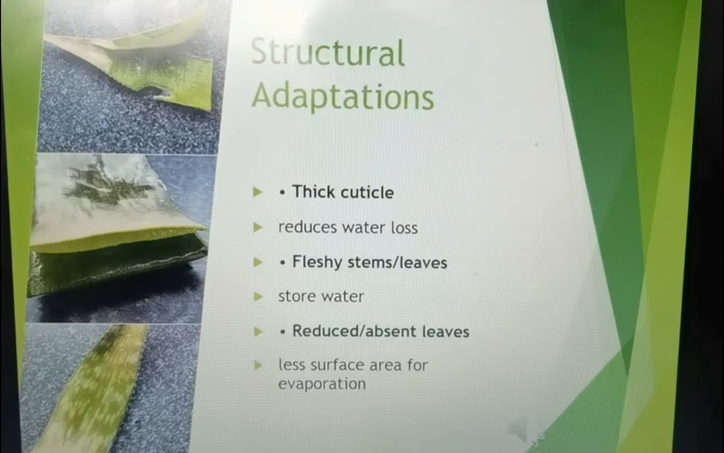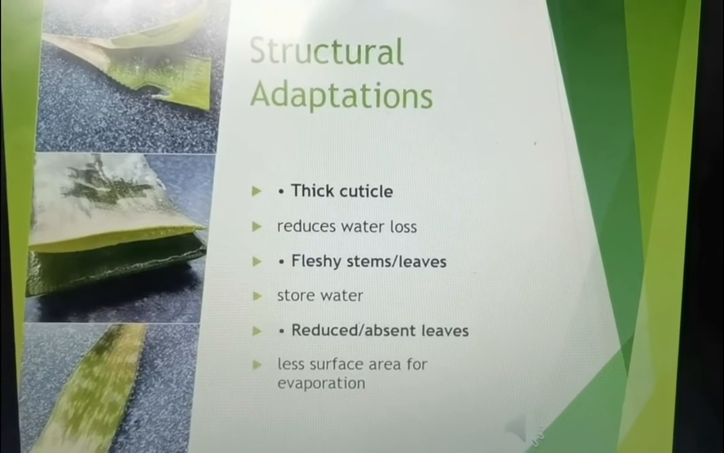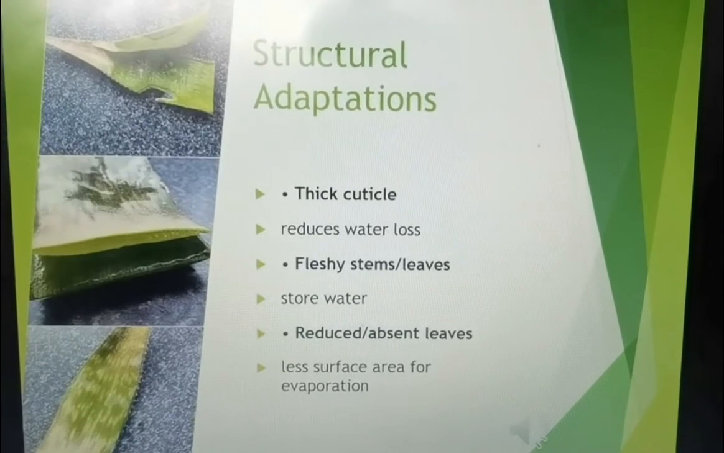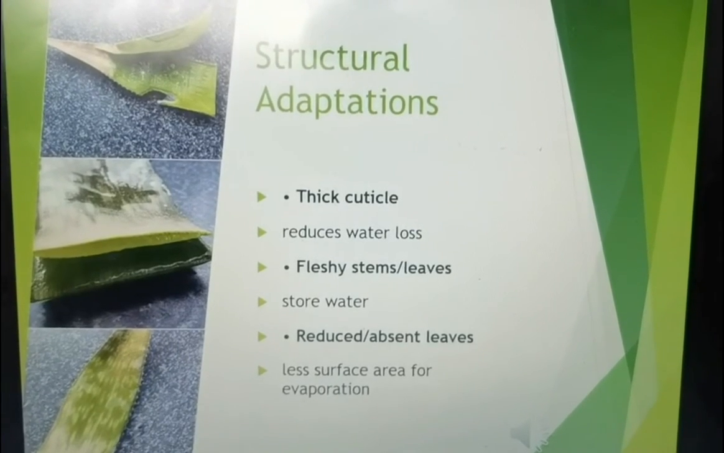Why is it fleshy? It reflects the sun rays. The reduced leaves or absence of leaves lessen the surface area for evaporation.